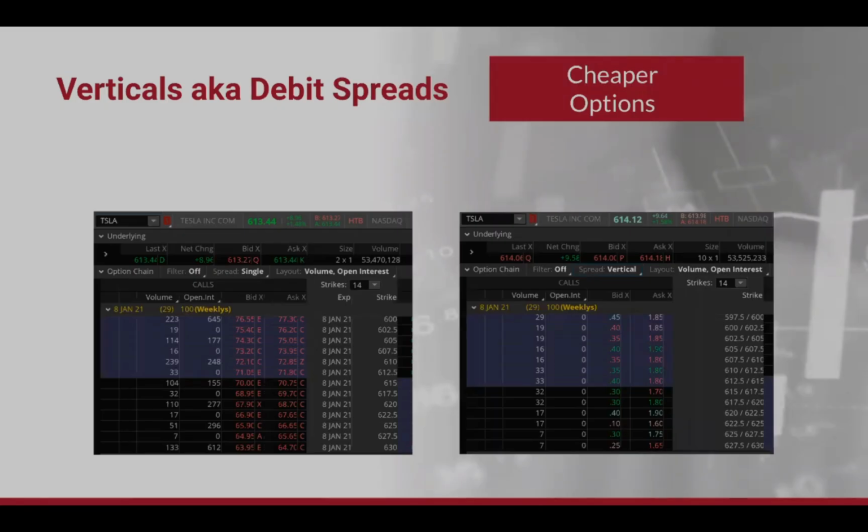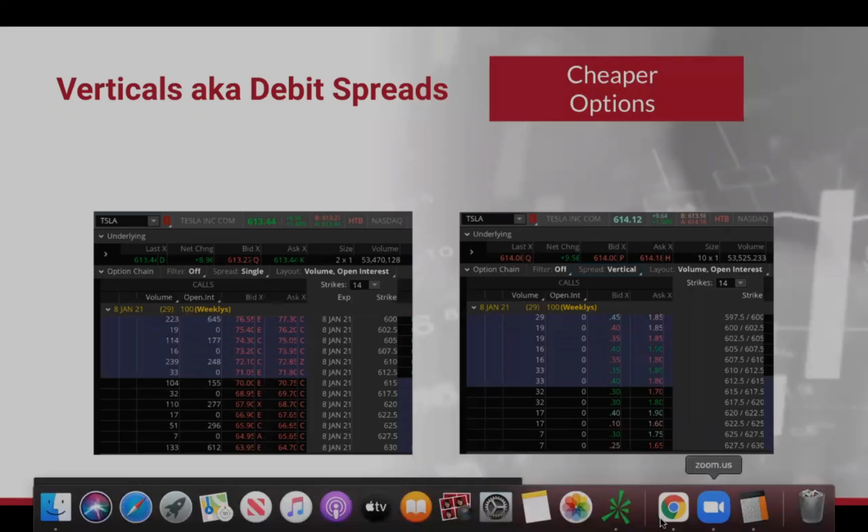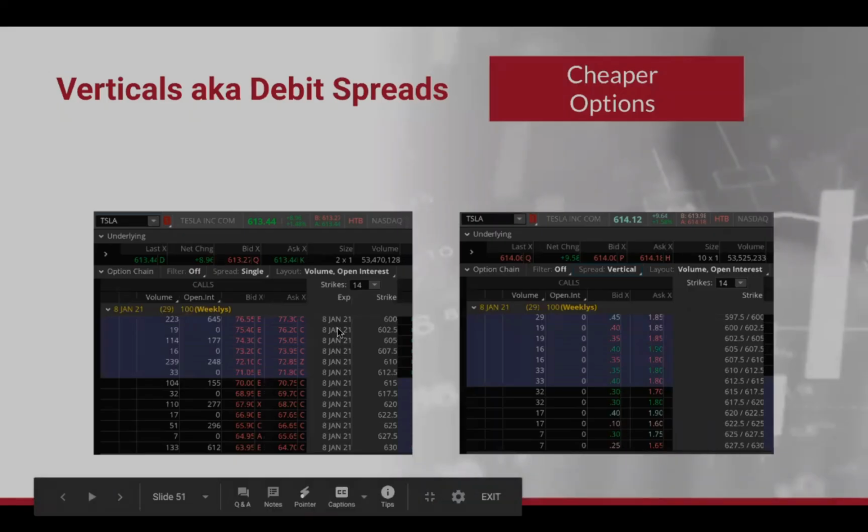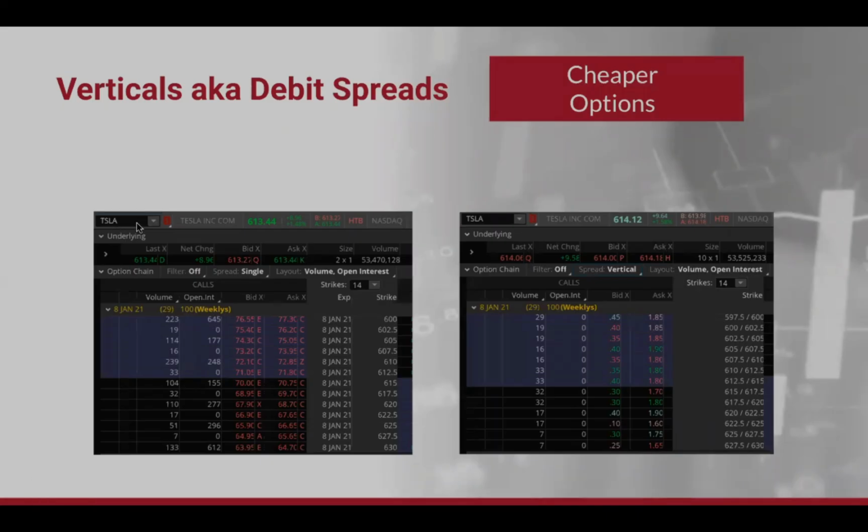I want to quickly show you guys a vertical. A vertical is just a debit spread or a cheaper option. Okay, it's just a cheaper option. So let's say we were trading, and I want you guys to look at Tesla. Let's say we were buying Tesla, and you guys got to excuse my printer right now. I don't know why it's printing right now.